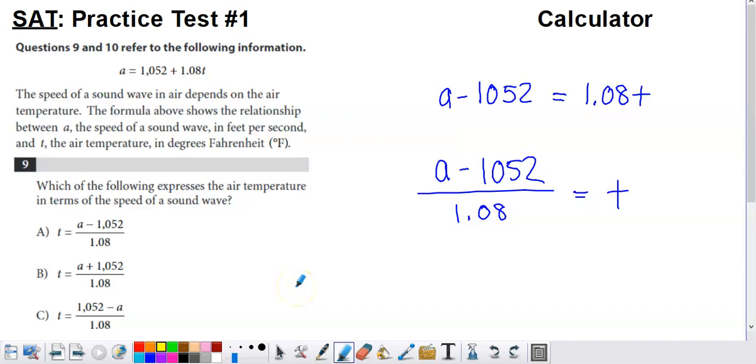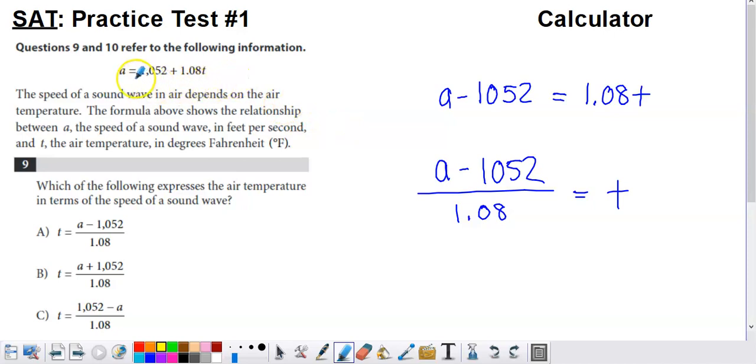So here's a practice SAT question. This one does allow for the use of a calculator, although you're going to see we don't really need it throughout the problem that we're about to look at. We've got a little sequence of problems here. 9 and 10 from this practice test both refer to the following information.